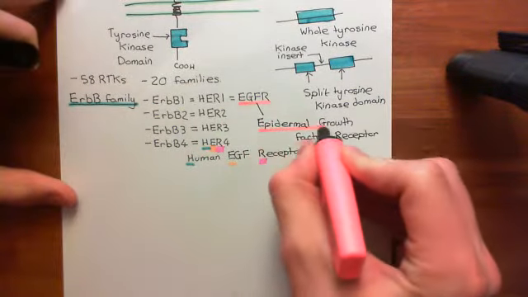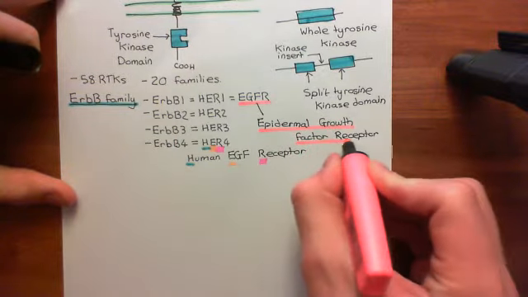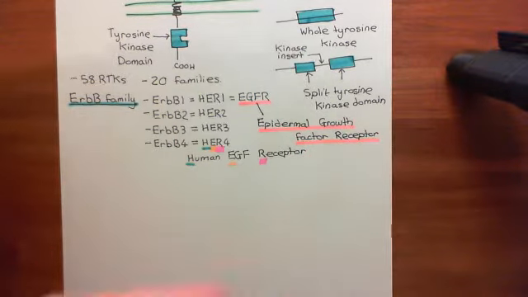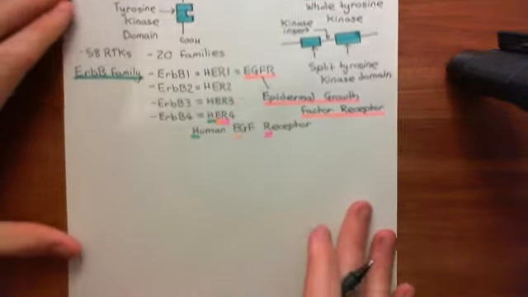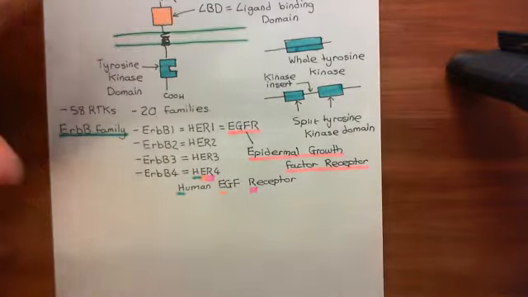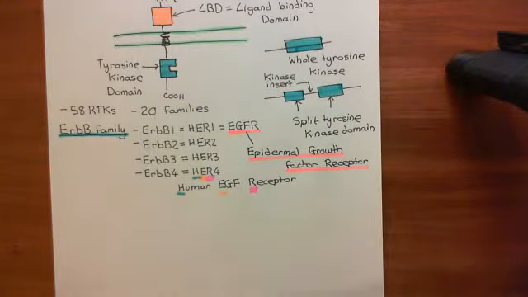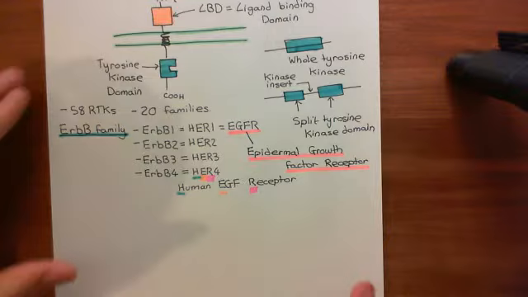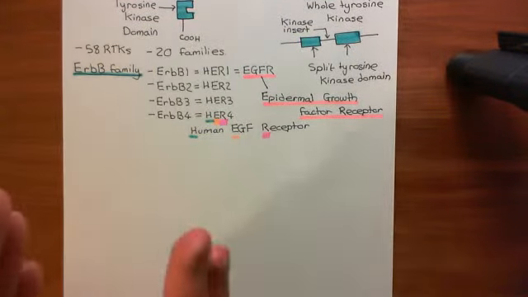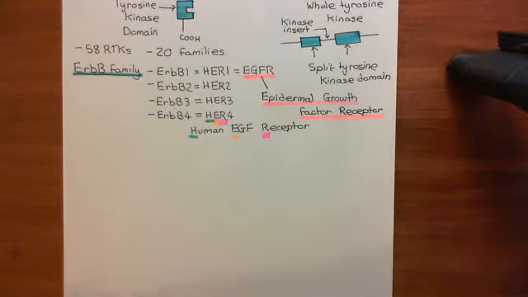Let's have a look at the structure then of these ERB-B family receptor tyrosine kinases. I've discussed the basic structure of all receptor tyrosine kinases, but the ERB-B family has specific characteristic features that are special for it, so I'd like to just give those special features.